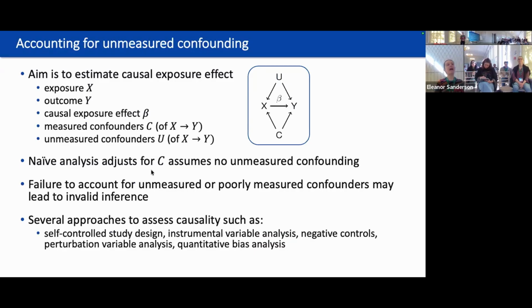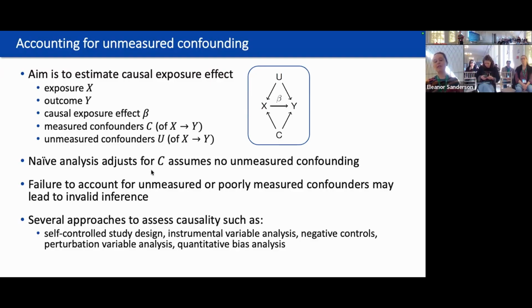Okay. So the situation I'm going to be talking about is where we want to estimate the effect of exposure X on outcome Y. We've got some measured confounders C of the exposure outcome relationship and some unmeasured confounders U of the exposure outcome relationship. I'm mainly thinking of an observational study setting, where I would be estimating the exposure effect beta using a regression model. So a naive analysis would adjust for the measured confounders only and assume no unmeasured confounding.